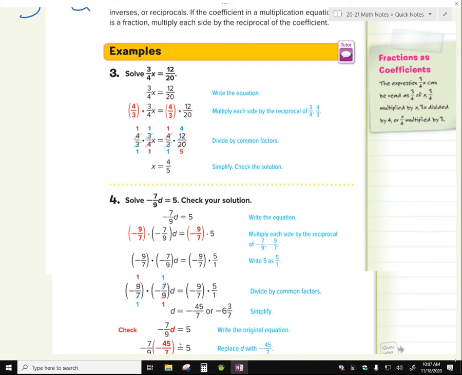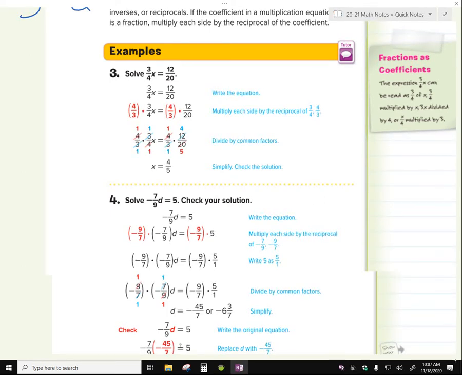You're going to multiply both sides by the reciprocal of the coefficient. In this situation, the coefficient is 3/4 because that's the number that's stuck on the variable. The reciprocal of 3/4 is 4/3. A lot of dead faces out there.